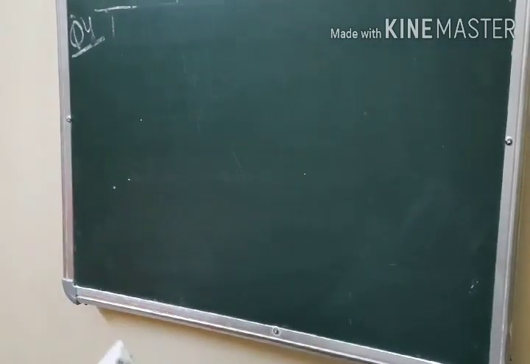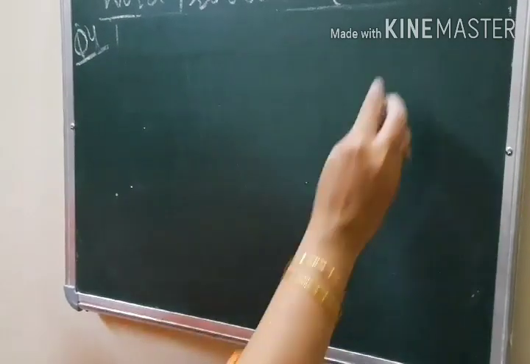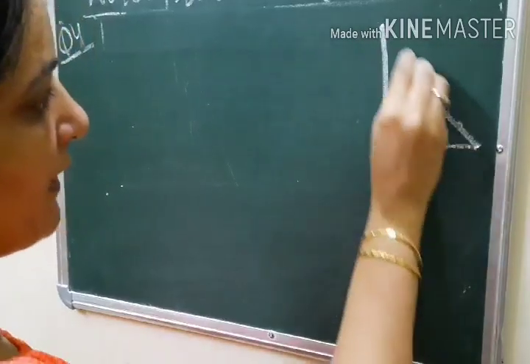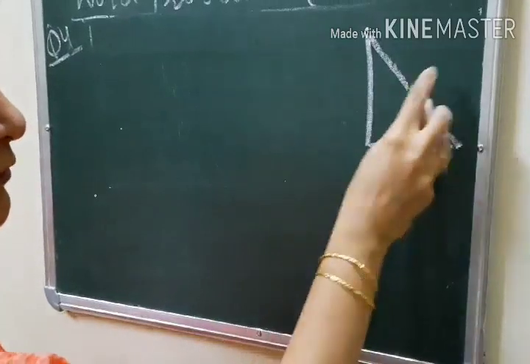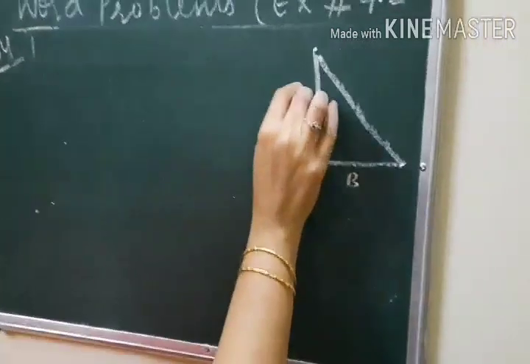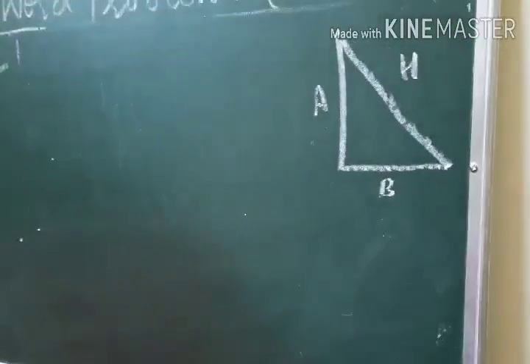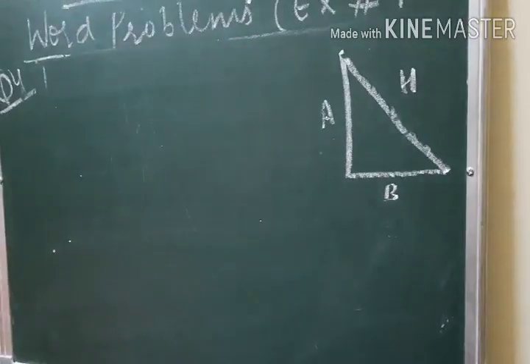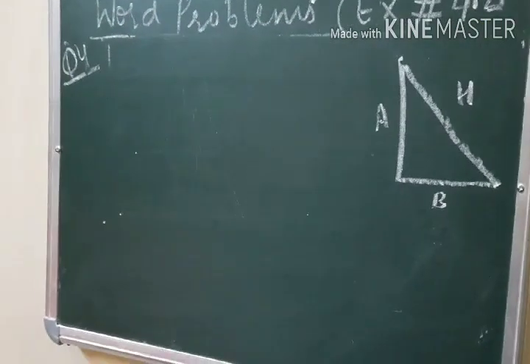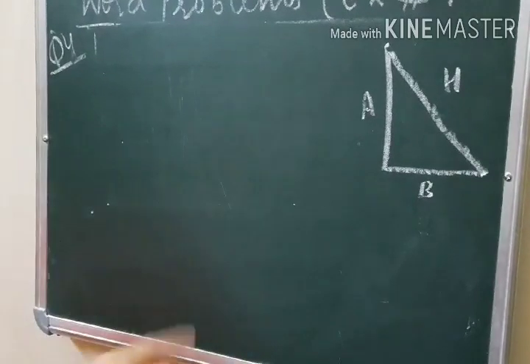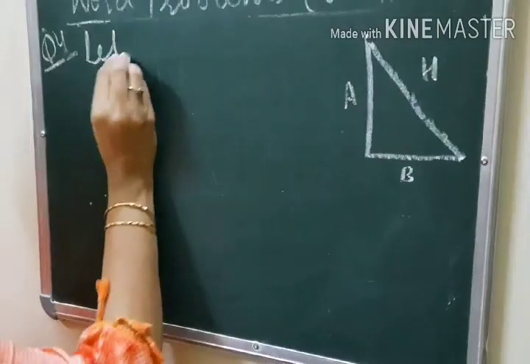The altitude of a right triangle is 7 centimeter less than its base. This is your right triangle. This is base, this is altitude and this is hypotenuse. It is given altitude is 7 centimeter less than its base. Something is given about altitude, but about base nothing is given.